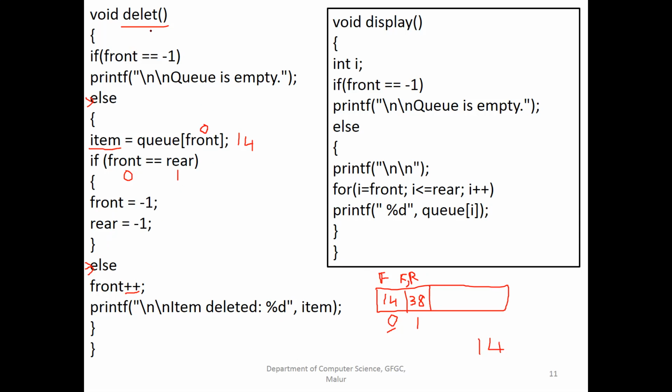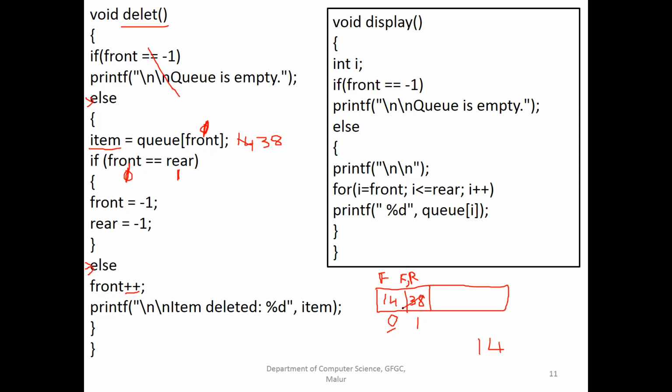Once again, when we do the same delete operation with the same example, it will check whether front is -1, but front value as of now is 1. So this part won't work. It will come to the else part and front value is 1. So Q of 1, 38, will be taken. Correct? So 38 will be considered. After considering 38, it will check front and rear are the same. Yes, front is also 1 and rear is also 1. In that case, you need to make front as -1, rear is also -1.